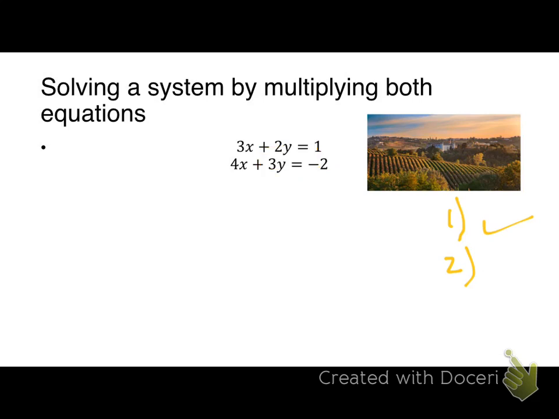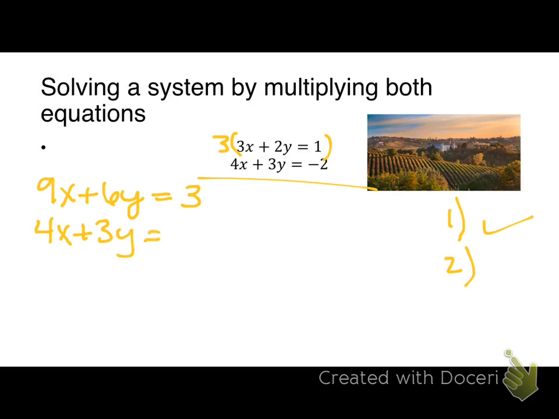Let's check the other one to see if it'd be easier. Well, it looks like they could get to 6, so I'd have to multiply the top by 3 and the bottom by 2. So let's go ahead and try to get our y's to cancel. So let's multiply this top by 3. So 3 times 3x is 9x. 3 times 2y is 6y. And 3 times 1 is 3.